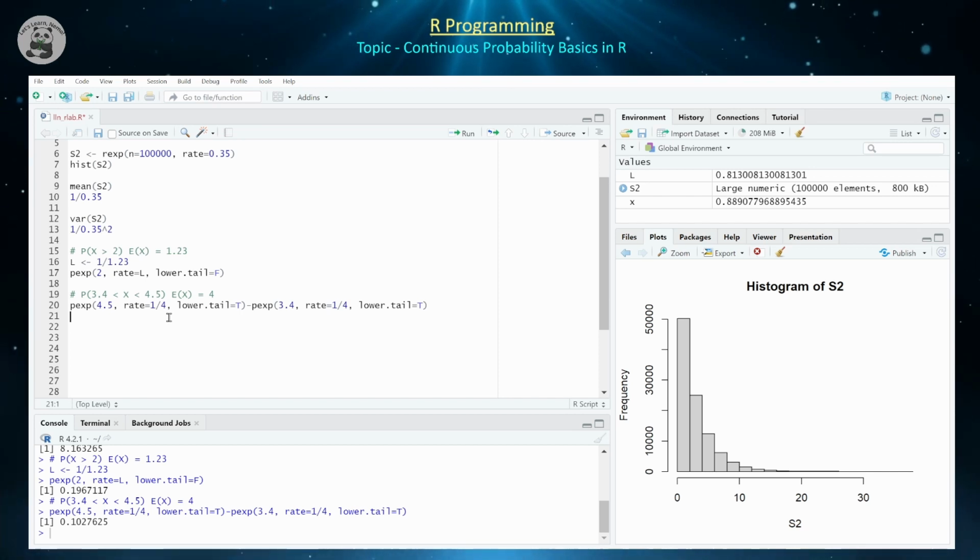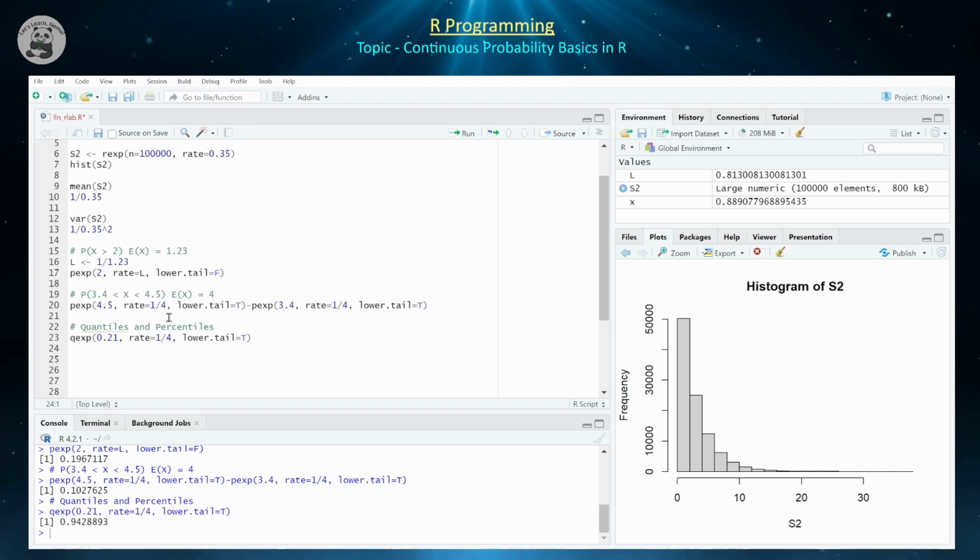And what else can we do? So we can find, for example, quantiles or percentiles for an exponential distribution. So for quantile, what did we use for uniform? We used Q, so we're going to be using q exp for quantile. Let's assume that we're looking for the 21st percentile for this exponential distribution. So that's going to be a rate parameter. Let's assume we're working still with 1 over 4 just for consistency. And if we're looking for a lower 21st percentile, lower tail is going to be true. So that means 21% of the population has an x value less than or equal to 94.